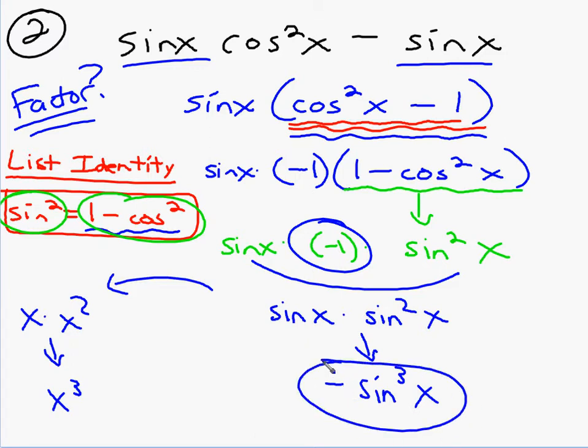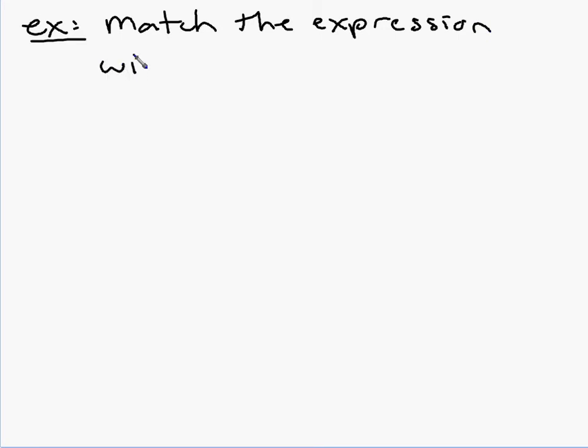So what we're doing is we're taking trig identities and we're writing them down and we're using them with problems. Let's take a look at another example. One of the things they're going to ask you to do is match the expression with one of the following. They're going to give you a list of possible answers like this.